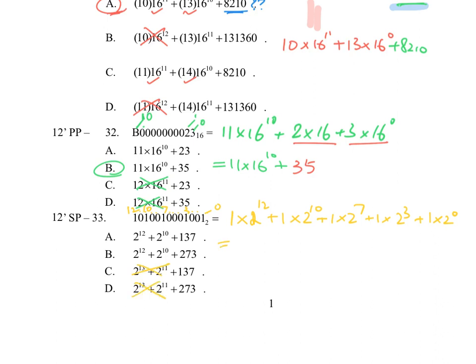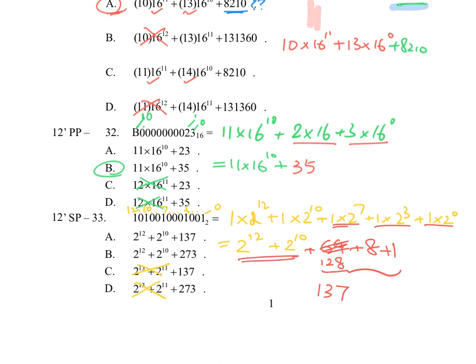Then you have 2 to the power 12, 2 to the power 10. For this one, by calculator, you've got 64. 2 to the power 3, you have an 8. And this one, you have a 1. Did I make a mistake? Yes, it should be 128 here. So as a result, these three numbers give you 137, together with the first two numbers, and you can get answer A in this question.